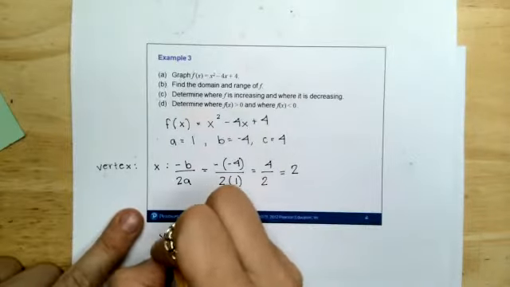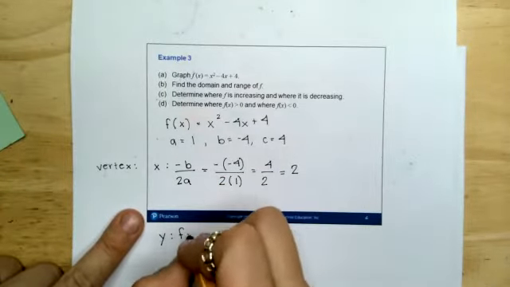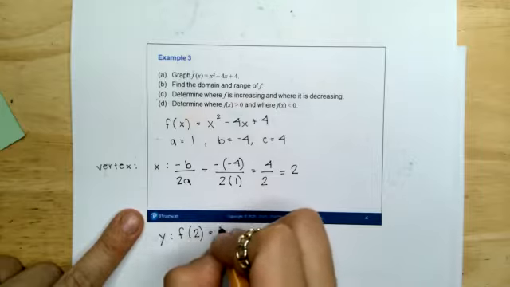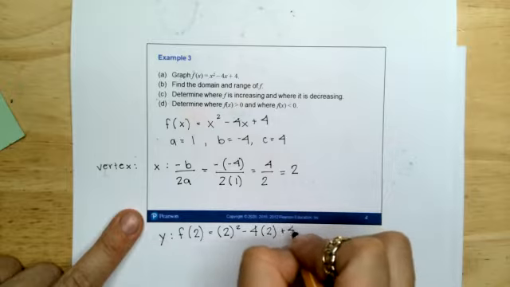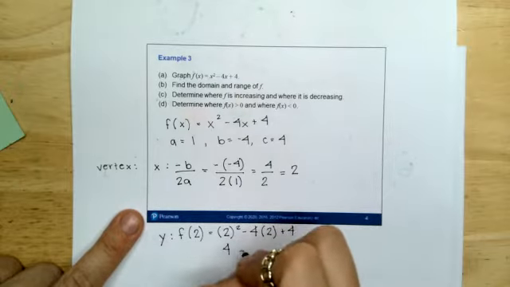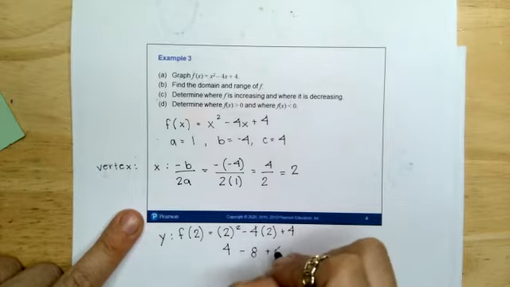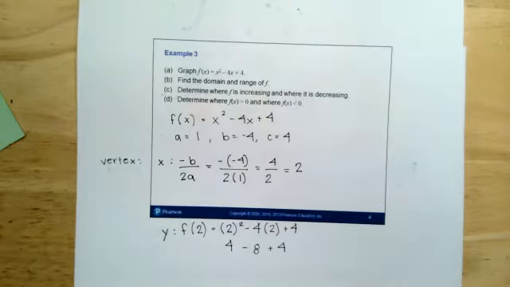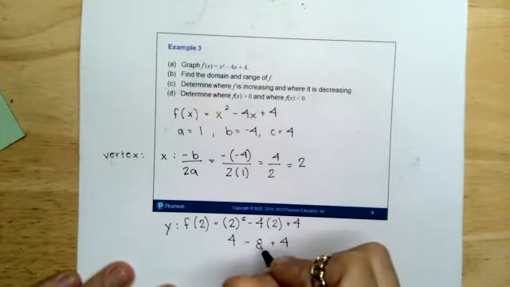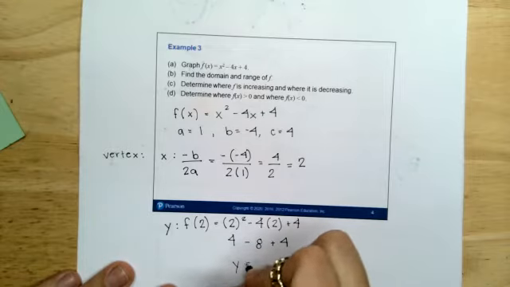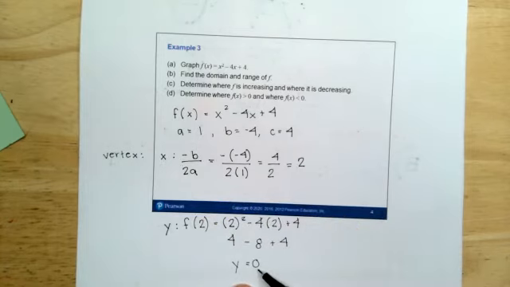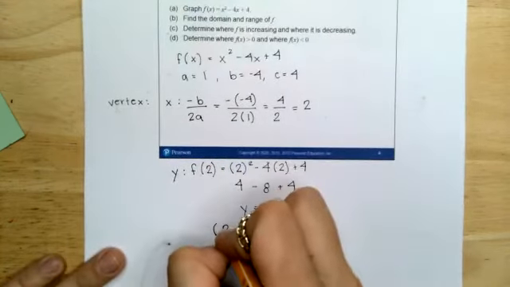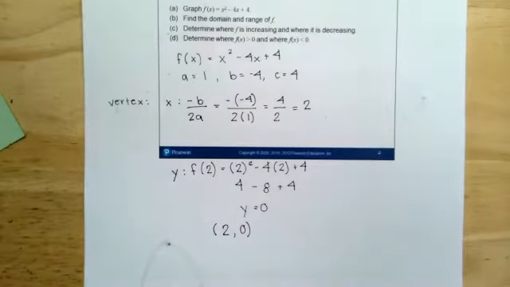My y value, I take f of x and I change it to f of 2. F of 2 is 2 squared minus 4 times 2 plus 4. 2 squared is 4. 4 times 2 is 8. So I have 4 minus 8 plus 4, right? 4 minus 8 is a -4, plus 4 is 0. So the x value of my vertex is 2. My y value is 0. That point is the point 2, 0 as my vertex.